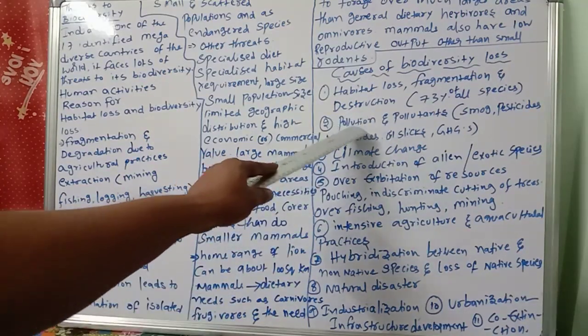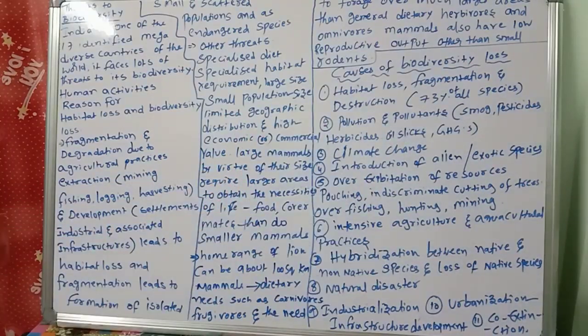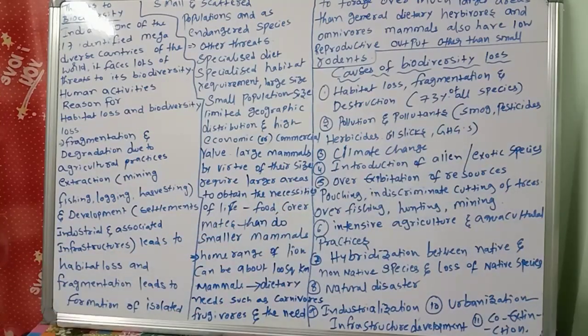Next, pollution: pollutants, smog, pesticides, herbicides, oil slicks, greenhouse gases. Because of that, again, the loss of biodiversity. Even climate change. Because of climate change, the problem is going on in the biodiversity. Next, introduction of alien or exotic species.